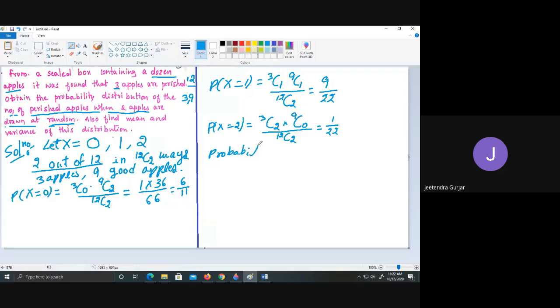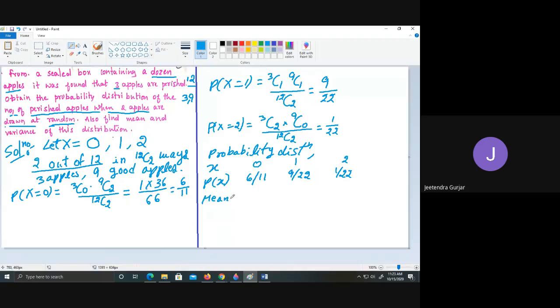What is probability distribution, students? Okay, it is very difficult to write in pattern, but I'm trying my level best. So probability distribution says x is a random variable, p of x is the corresponding probabilities. So for 0, I have got 6 divided by 11. For x is equal to 1, probability I have got 9 divided by 22, students, and for 2 I have got 1 divided by 22, students. Okay, so you can try for the mean now.